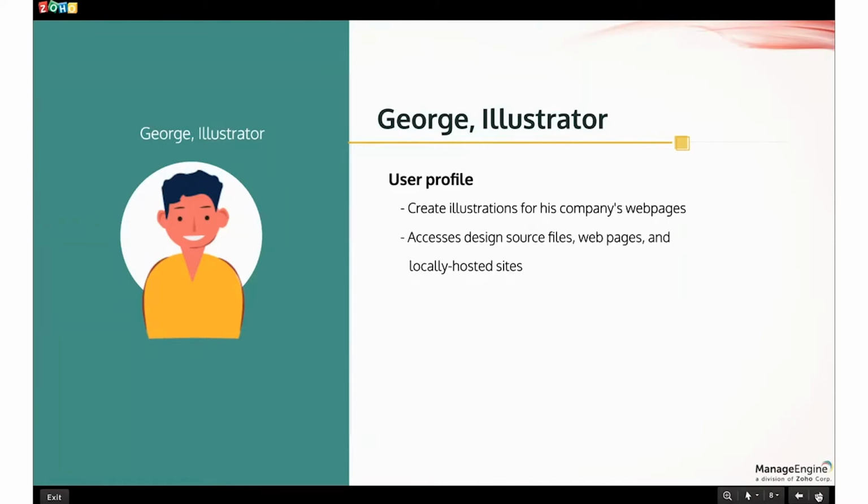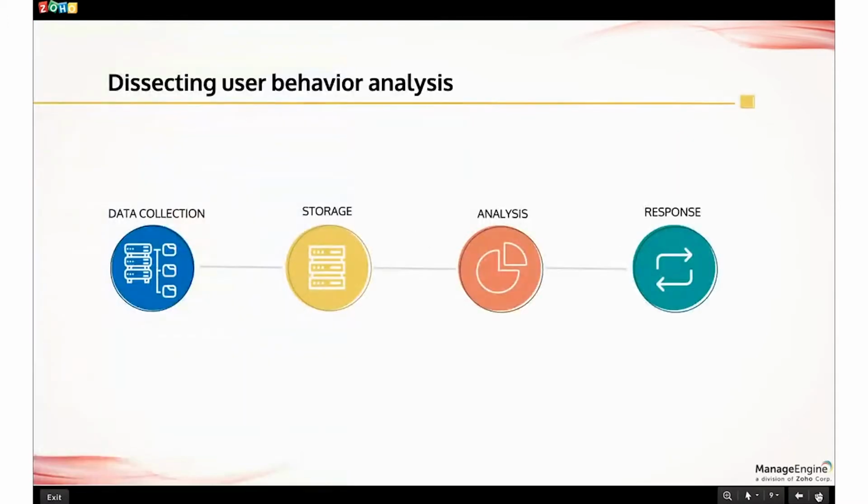All the three cases that we just discussed have one thing in common: the use of baselines to determine normal and abnormal user behavior. Creating baselines for normal user behavior forms the crux of user behavior analysis, and this is what enables you to determine threats to an enterprise's security framework. Next, let's look at what user and entity behavior analysis is composed of.